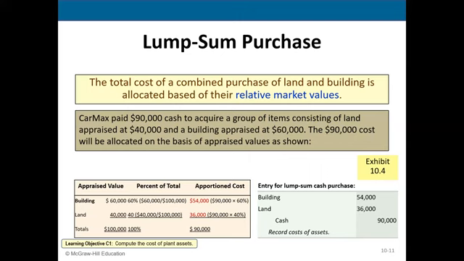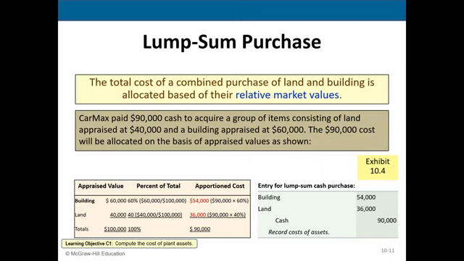CarMax is looking to make what we call a lump sum purchase. A lump sum purchase means we're going to pay the whole amount up front rather than over time. That's what lump sum means. And we're going to do it based off of the relative market values, what it's worth at the time. The company is looking to pay $90,000 in cash to acquire some land and a building.